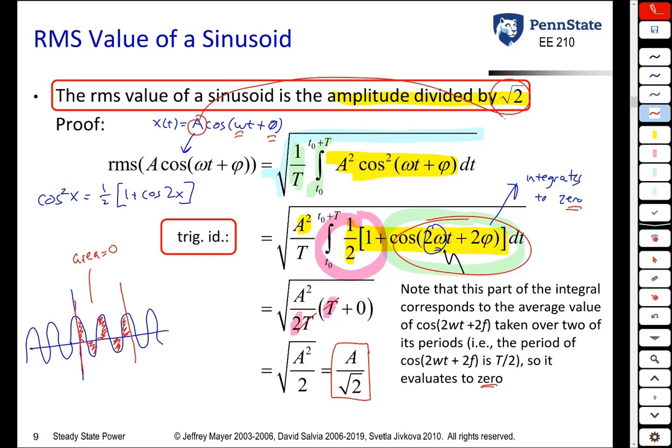That means that when you have periodic signals that are not sinusoids, you need to go through the whole process of squaring the signal, finding its mean by integrating it over one period and dividing it by the period, and then taking the square root. But when you have a sinusoid and you want the RMS value, you don't need to do any of that. You just take its amplitude and divide by the square root of 2.